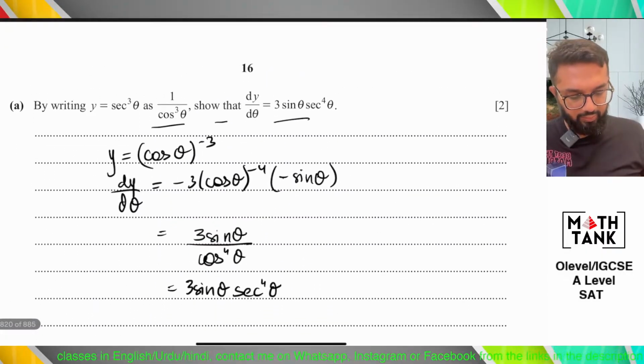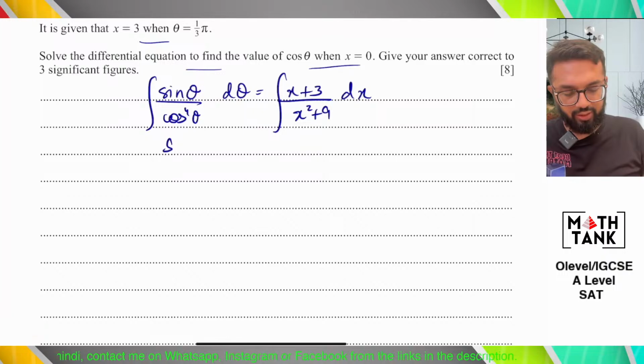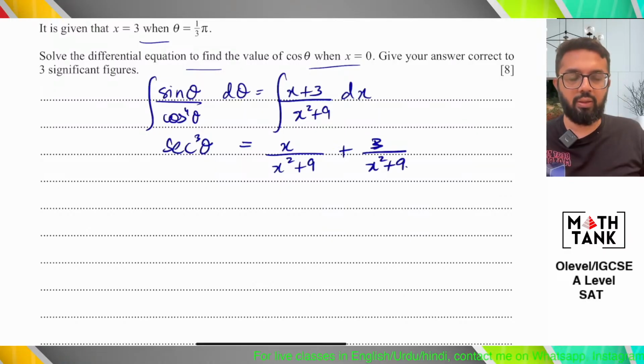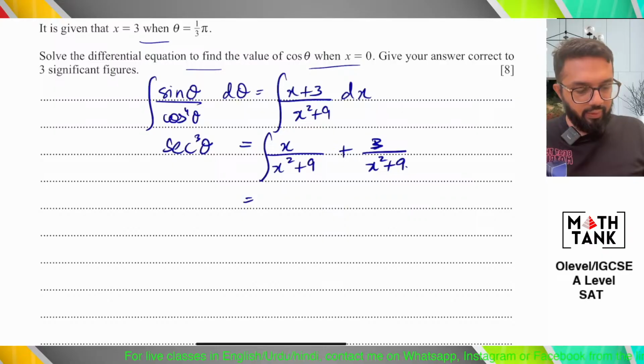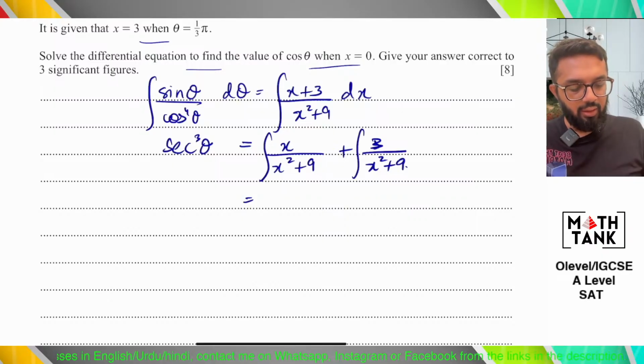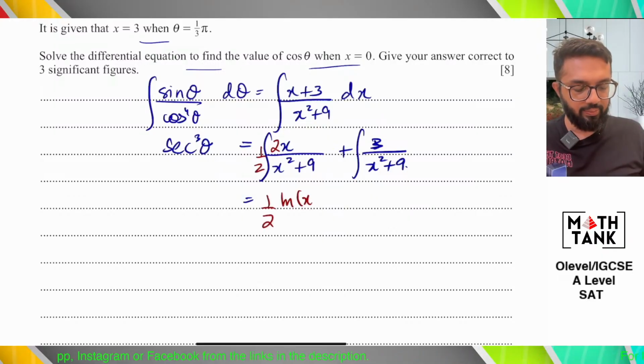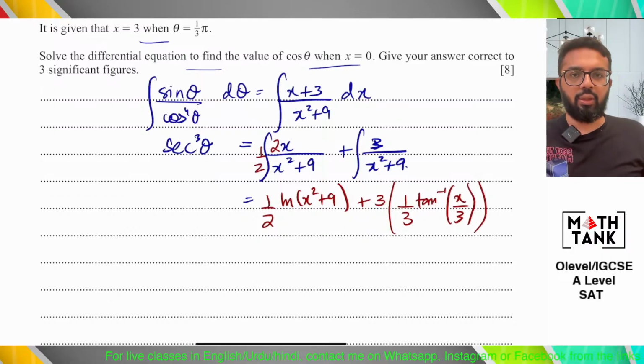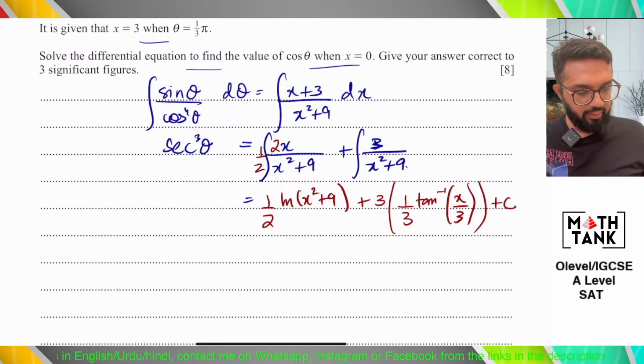This is the differential of this, so it should integrate back to sec cube theta. Okay, that's pretty clear. For this one, you will have to first write this as this, because I see that the denominator makes it a tan inverse integration. The first part is then integration by recognition. I need a half outside, so this is half ln x squared plus 9. The other one is 3, and then it's tan inverse, so that's 1 over 3 tan inverse of x over 3. That's the formula that you must have learned, and there's plus c.